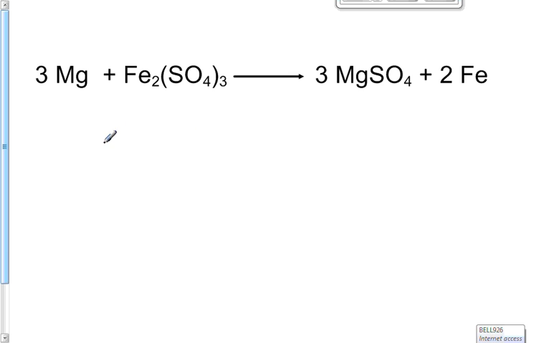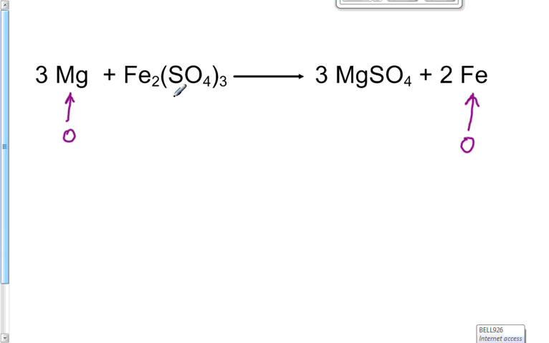Okay, so first of all, what we want to take a look at is how to assign oxidation numbers for elements. This is very straightforward. Elements have all of their necessary electrons. They haven't lost any, they become charged particles, so they have an oxidation number of 0. So this magnesium, it's an element in this reaction, so is iron. So they both have an oxidation number of 0.